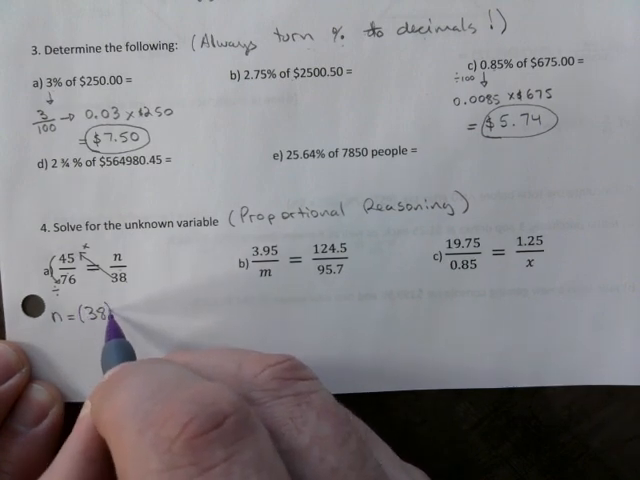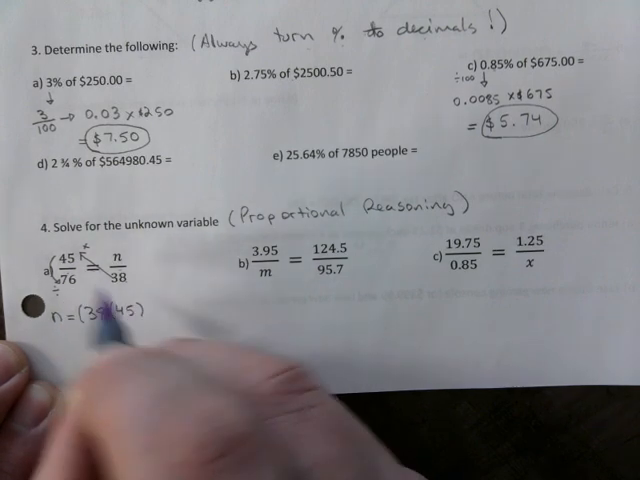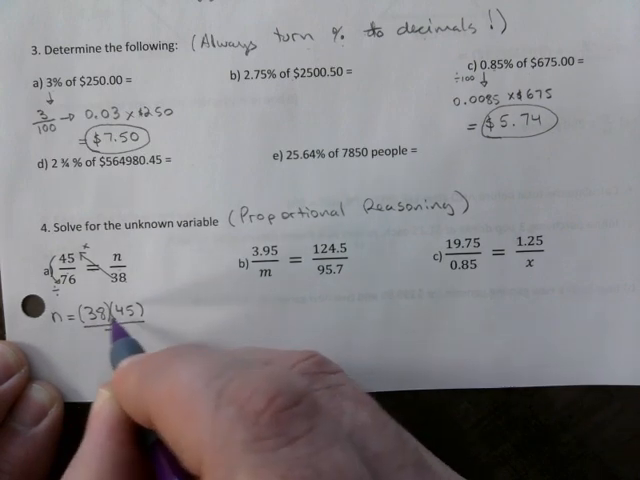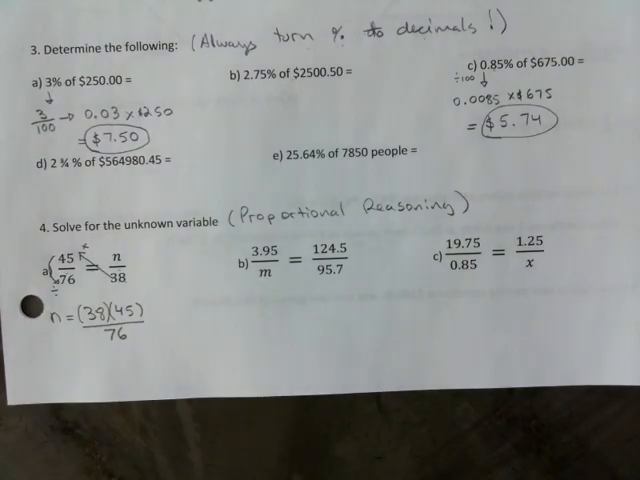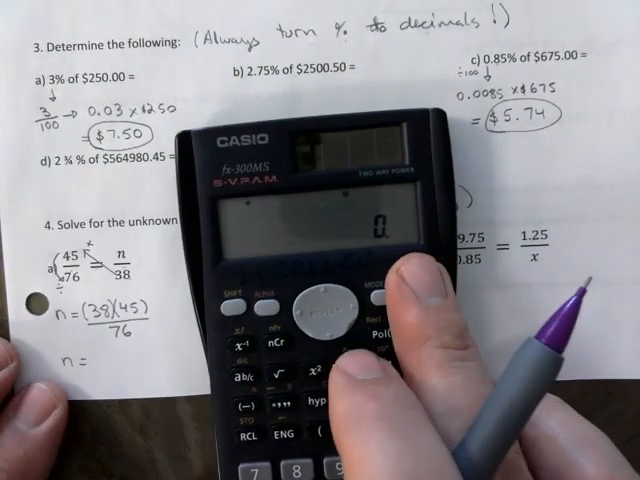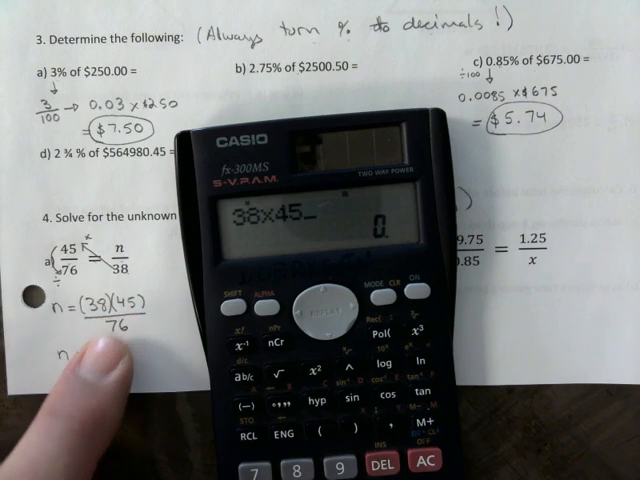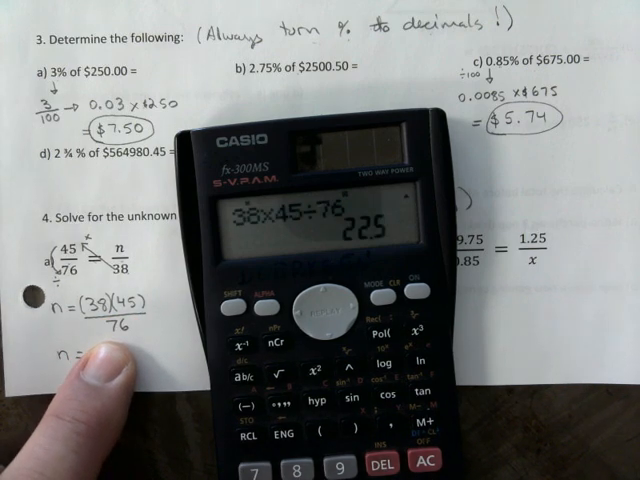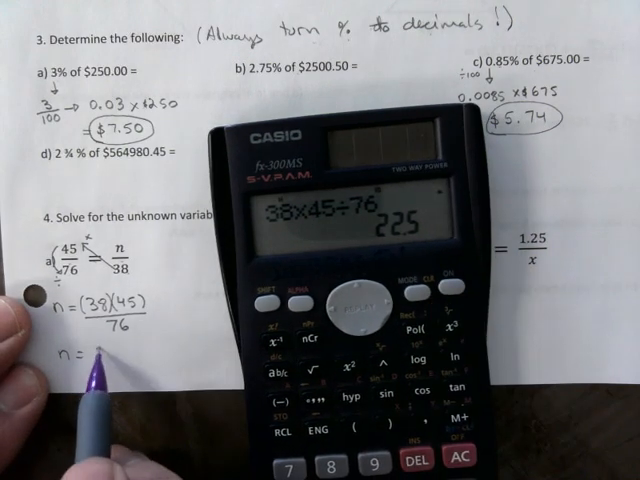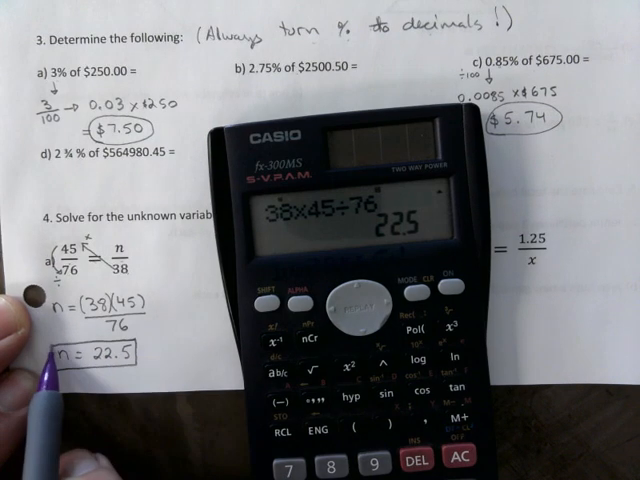Are you okay with brackets? 38 times 45 divided by 76. And every time we divide in math, it's a fraction and the number gets put in the denominator. Can you handle that? Grab your calculators and you go 38 times 45 divided by 76. And you get 22.5. No units, because there are no units given. This is your final answer.